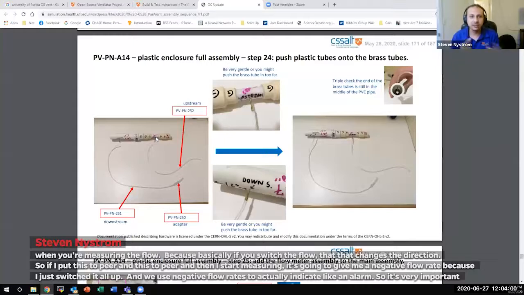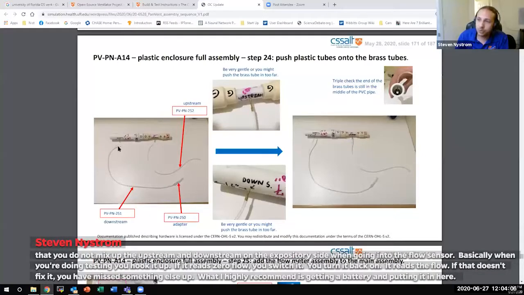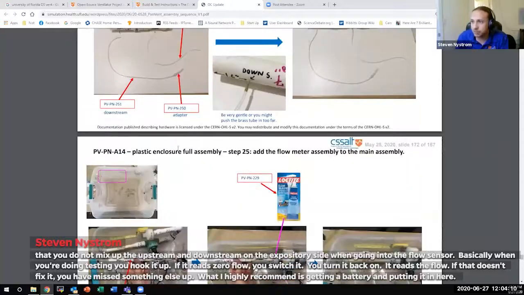And we use negative flow rates to actually indicate an alarm. So it's very important that you do not mix up the upstream and downstream on the expiratory side when going to the flow sensor. Basically, when you're doing testing, you hook it up. If it reads 0 flow, you switch it, you turn it back on, it reads a flow. If that doesn't fix it, you have messed something else up.